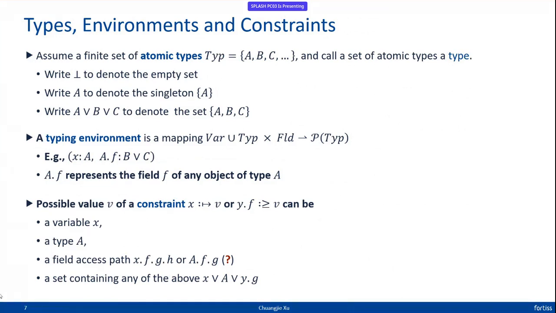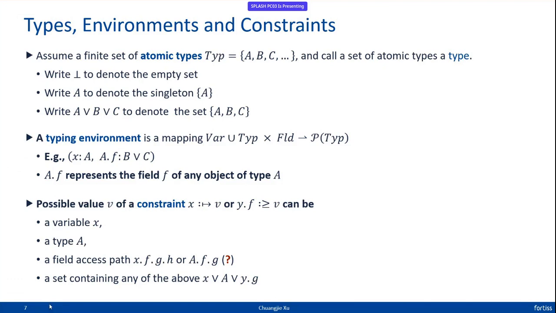And you may assign it to a field. It may not be just a field, but a field path. You may say, okay, assign x to the field y.f.g.h, right? Which means the value can also be an access path. And then it can also be a set containing all the above possibilities, because you may have some branches, and then you want to join all these possibilities together.